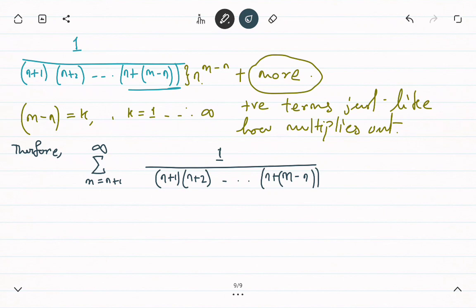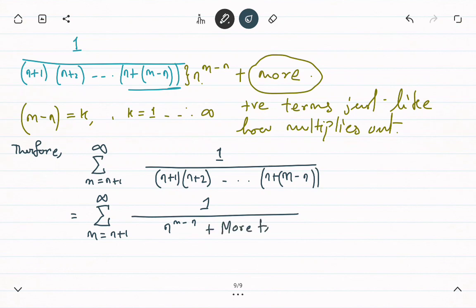So this is one, and next step we'll write this: summation m equals n plus 1 up to infinity of 1 over n to the power m minus n, plus, you can write it, more terms. Okay, so this m minus n is denoted as k, and these more terms are lesser than this.